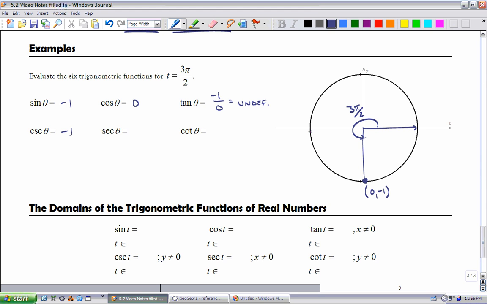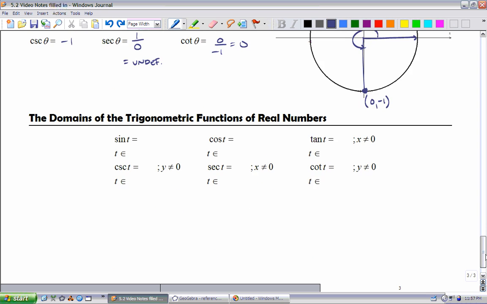We have -1 as cosecant because it is the reciprocal of sine. Secant would then be the reciprocal of cosine, which is 1 over 0, so it is also undefined. And cotangent is 0 over -1, which is the reciprocal of tangent, and that equals 0. Okay, now, what we haven't run into yet is really this right here, which leads us to believe that some of these trig functions have a restricted domain. So let's take a look at that really quickly here.